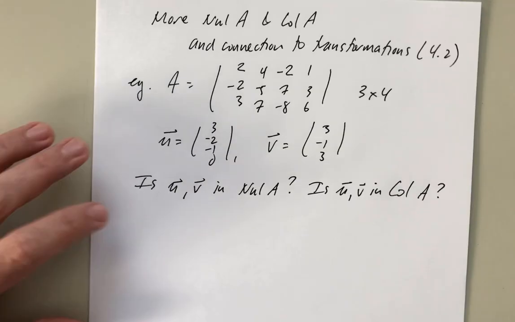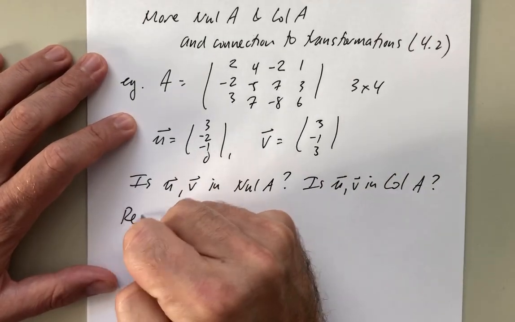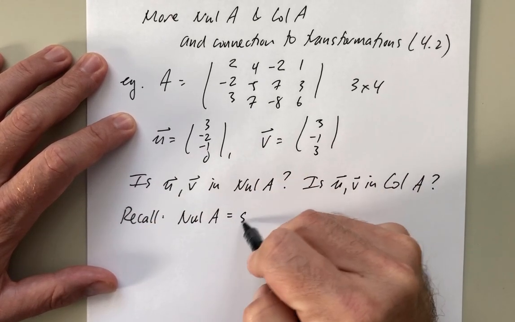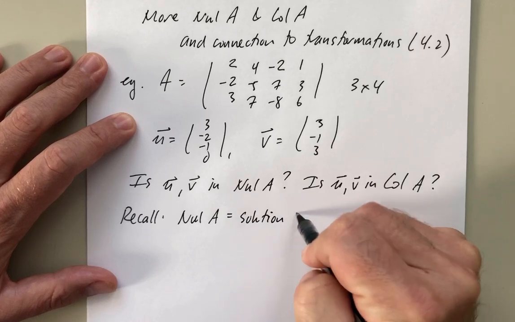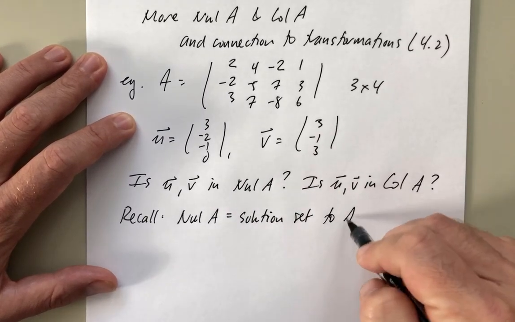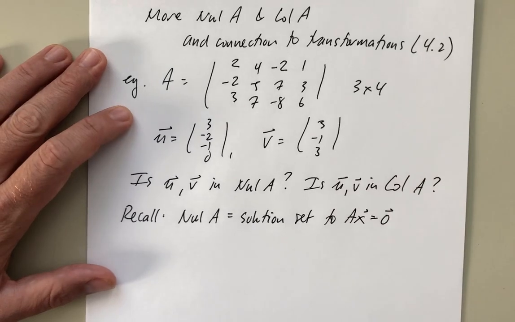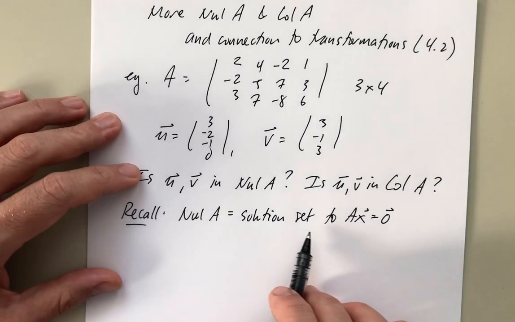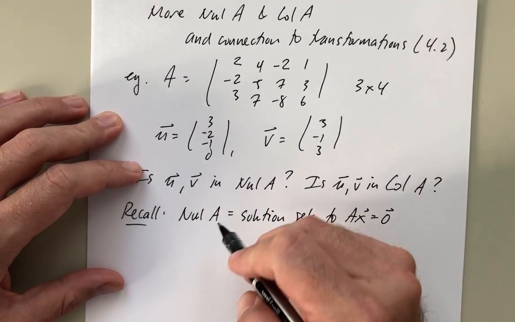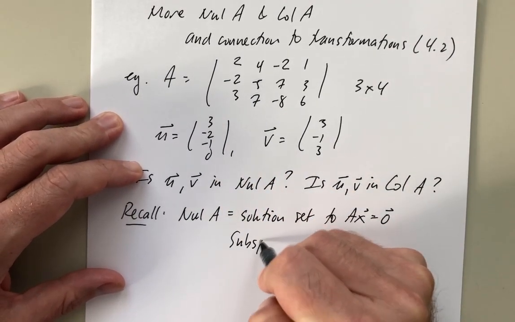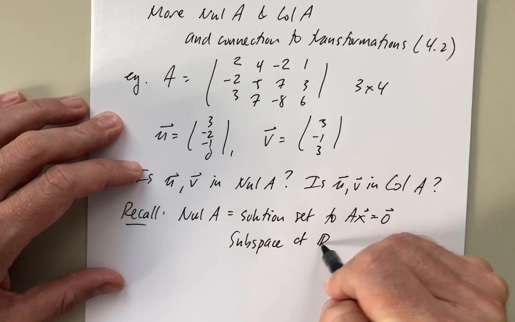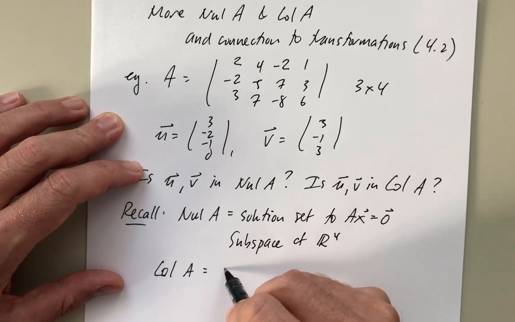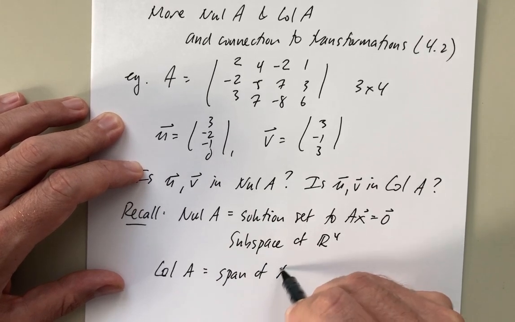And so maybe before I answer those, let me just recall what these things are. So recall, the null space of A is by definition the solution set of a certain system, the homogeneous system AX equals 0. Anything that's in the null space will have 4 entries because you have 4 variables. And in particular, this is a subspace of R4 in this case, whereas the column space of A is by definition the span of the columns of A.